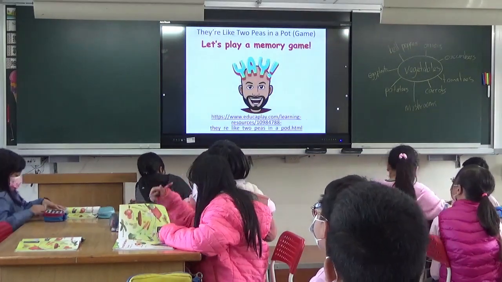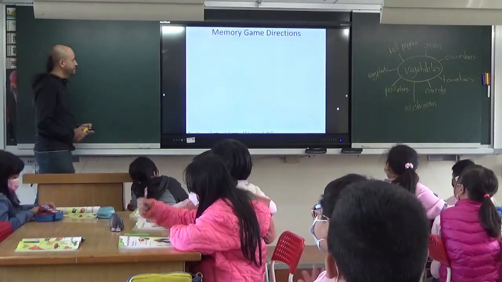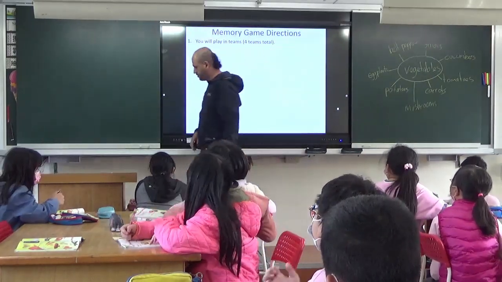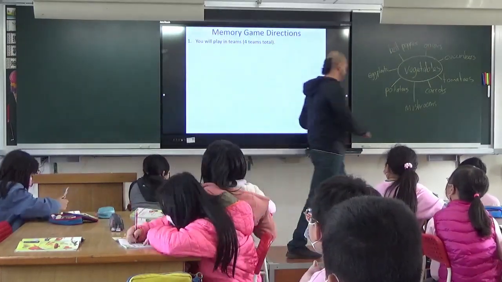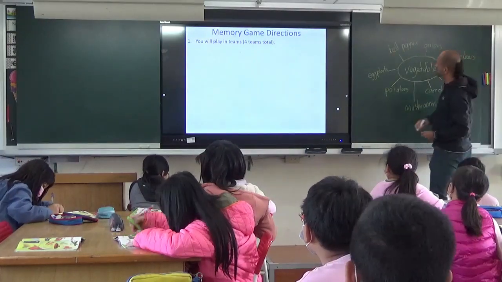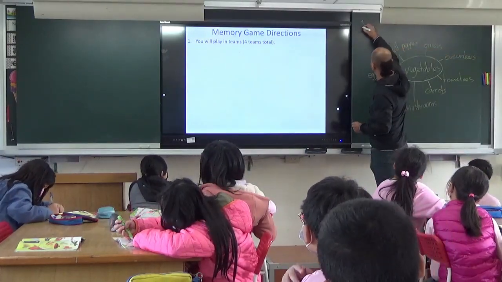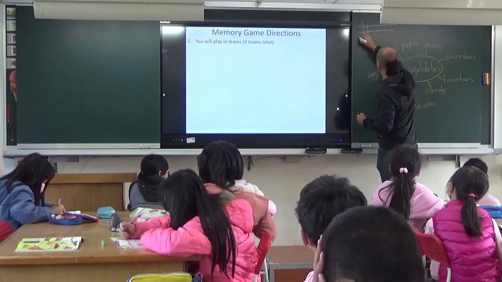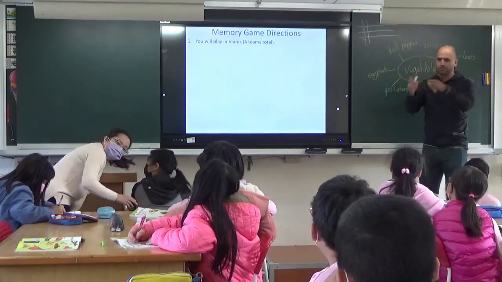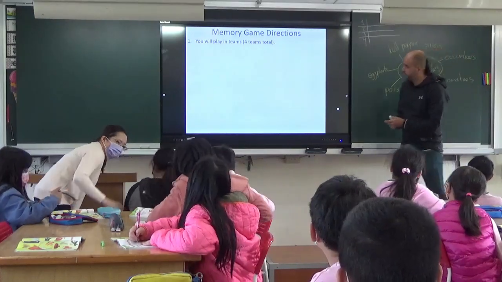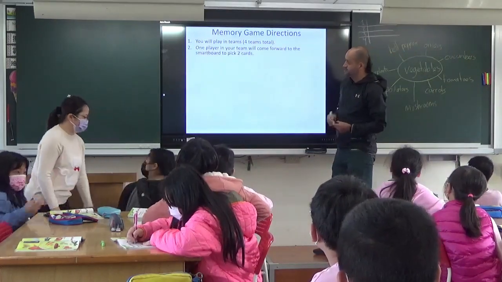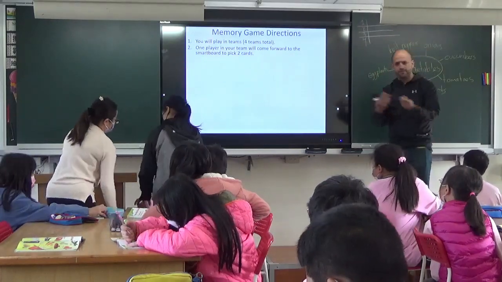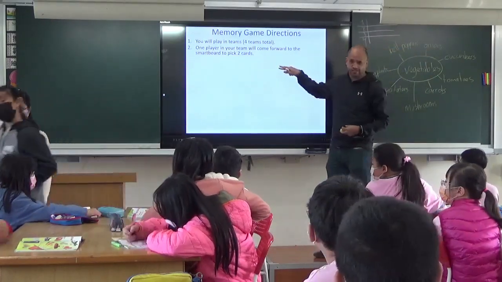So, here are the directions, guys. First, you play in teams, four in a team, right? Okay, so 1, 2, 3, 4. Right, 1, 2, 3, 4. Then, next rule. As usual, one player in your team will come forward and pick two cards.